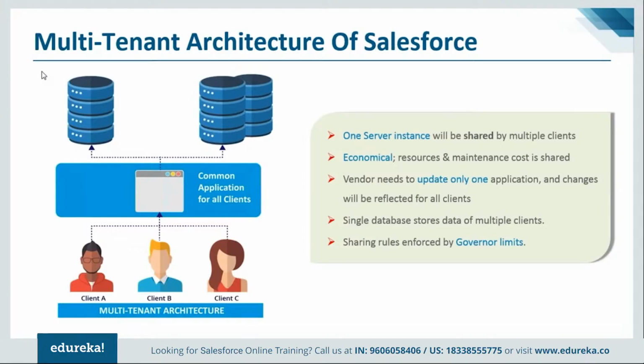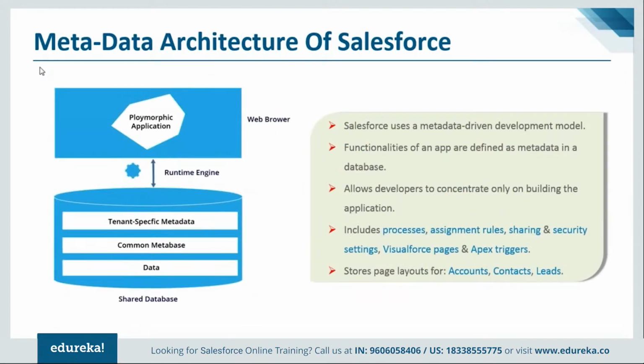But the multi-tenant architecture is not just limited over here. And then we have the metadata architecture of Salesforce. What the metadata architecture of Salesforce does is that it takes your governor limits to the next level. So it's an extension of governor limits basically, right? In governor limits, we make sure that nobody else gets access to your data, right? And how is it done? It's basically done with the help of metadata architecture, where whatever data is there would be controlled by some kind of metadata.